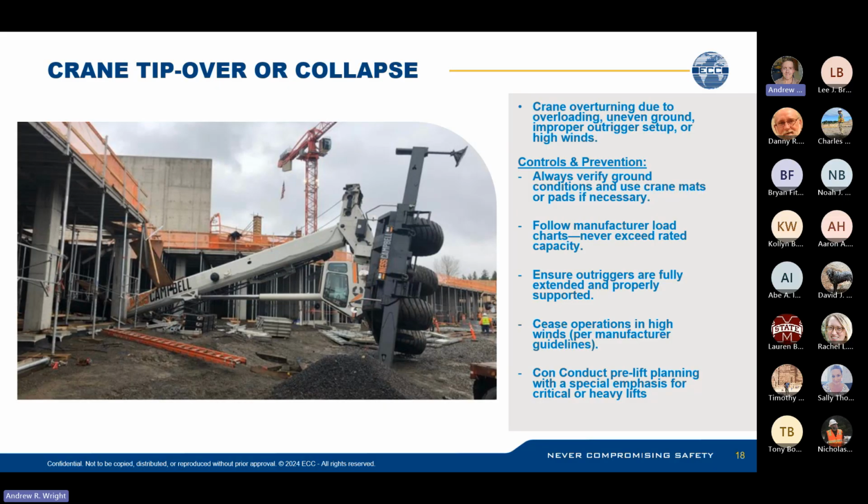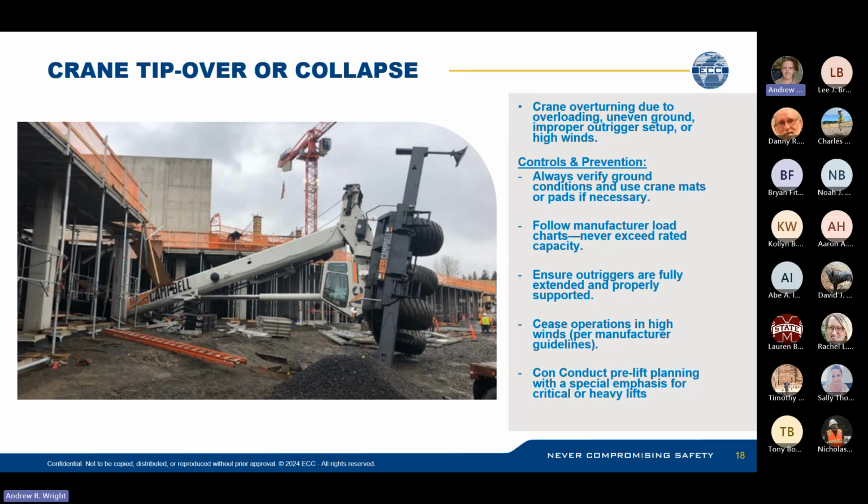So crane overturning due to overloading, uneven ground, or improper outrigger setup or high winds can cause it to tip over or collapse. Our controls and prevention are going to be always verify ground conditions and use crane mats or pads if necessary, for the outriggers. Follow manufacturer load charts, never exceed the rated capacity. So that's why we have to make sure that the load charts are in the cab and that we're following them and not exceeding them.